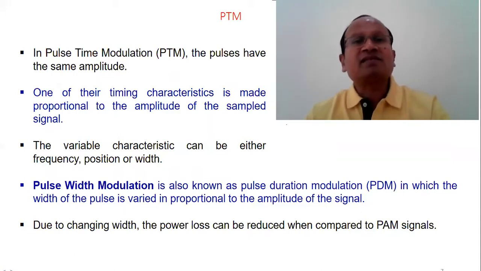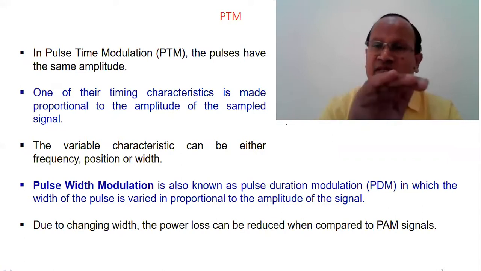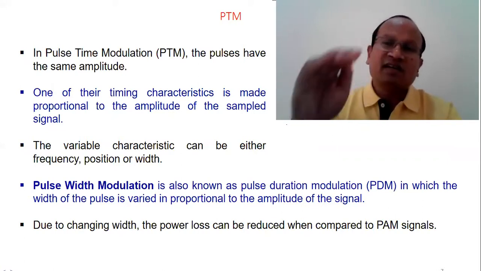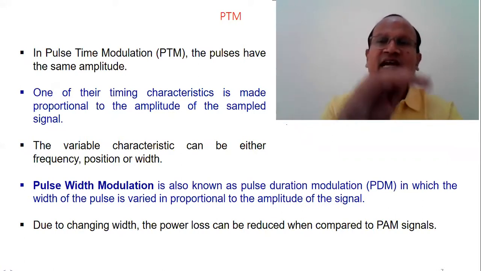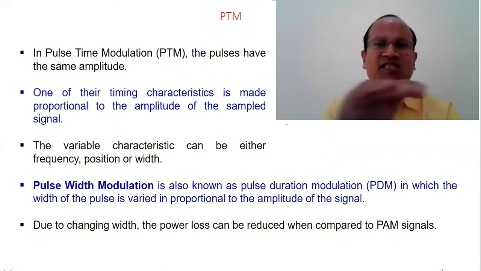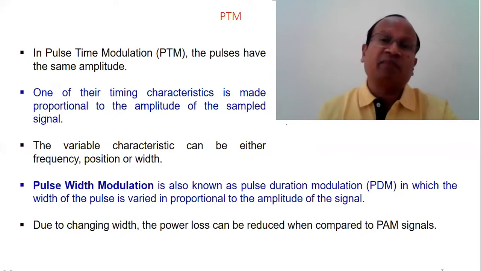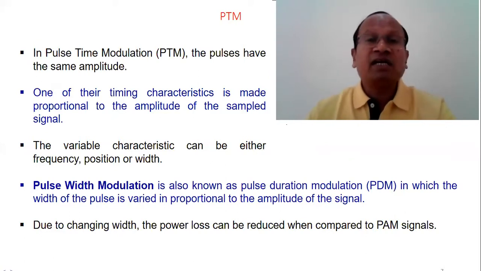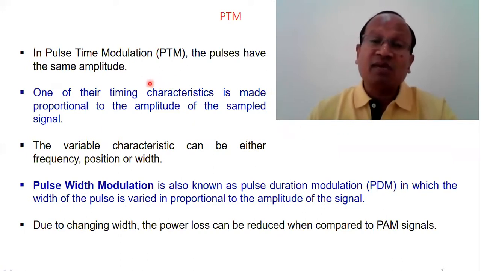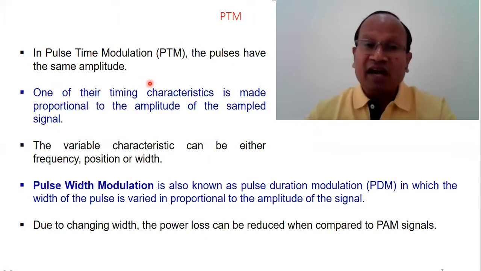PTM, pulse time modulation. If you see PAM, time is not changing. What is changing is amplitude. But in pulse time modulation, called PTM, time changes, time varies. The pulses have the same amplitude, but the timing will vary.